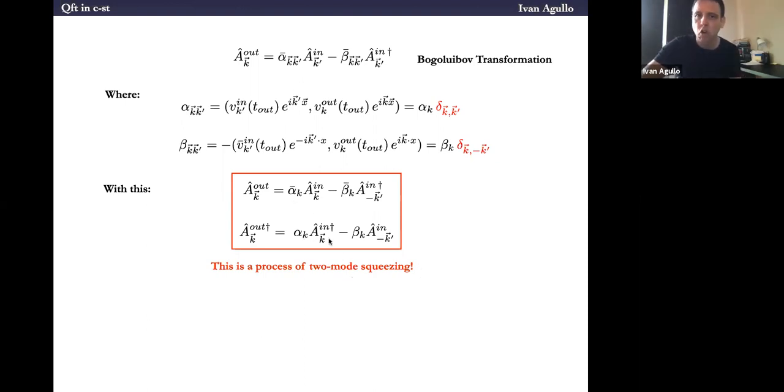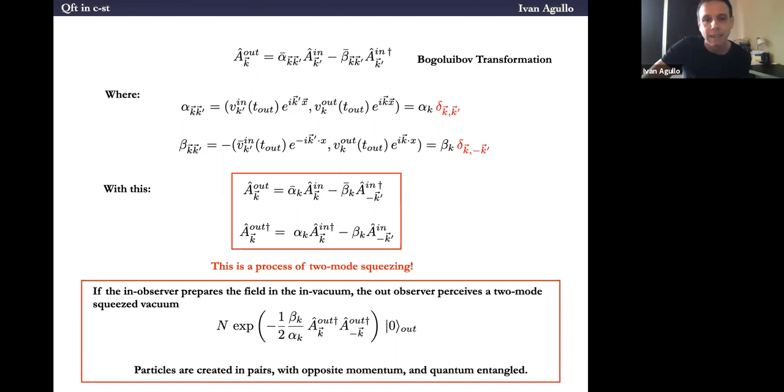This is what people in optics call a squeezing process. And a squeezing process tells us that the in vacuum is perceived by the out observer as having pairs of particles, like this: exponential of a_K a-dagger_minus-K. So the out observer doesn't measure the vacuum if beta is different from 0, but measures pairs of particles moving in opposite directions. This is needed to conserve momentum, by the way. This is expected, because otherwise we would violate momentum. So particles are created in pairs with opposite momentum. This is just an application of the previous formulas.